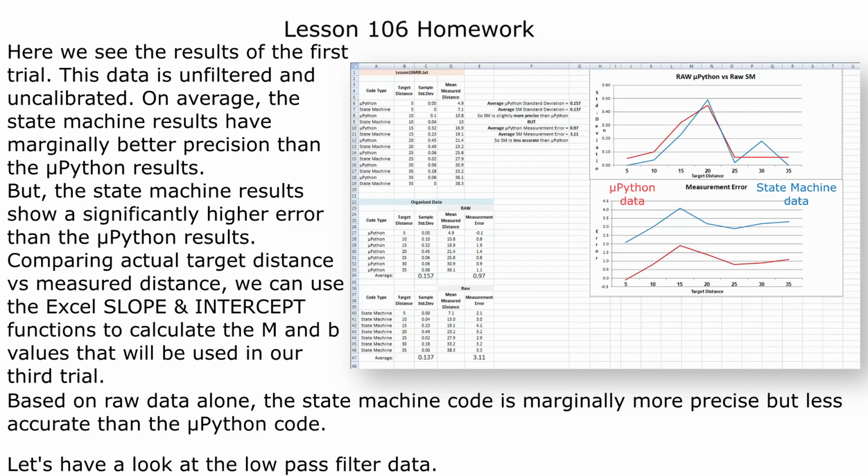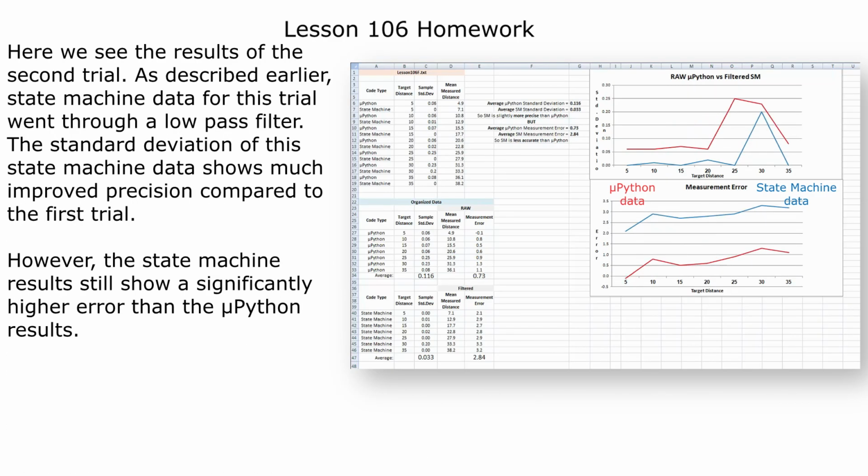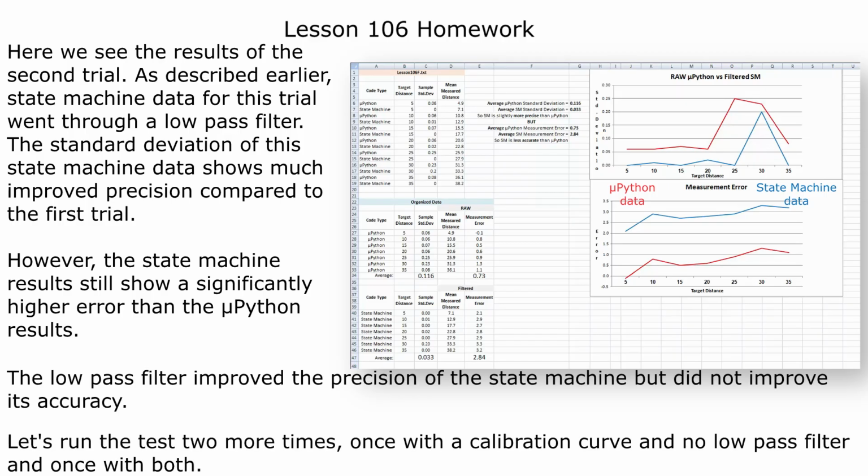Based on raw data alone, the state machine code is marginally more precise, but less accurate than the µPython code. Let's have a look at the low-pass filter data. Here we see the results of the second trial. As described earlier, state machine data for this trial went through a low-pass filter. The standard deviation of this state machine data shows much improved precision compared to the first trial. However, the state machine results still show a significantly higher error than the µPython results. The low-pass filter improved the precision of the state machine, but did not improve its accuracy. Let's run the test 2 more times, once with a calibration curve and no low-pass filter, and once with both.